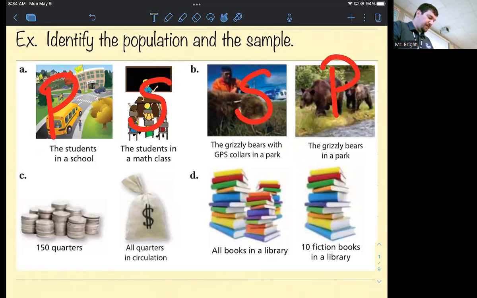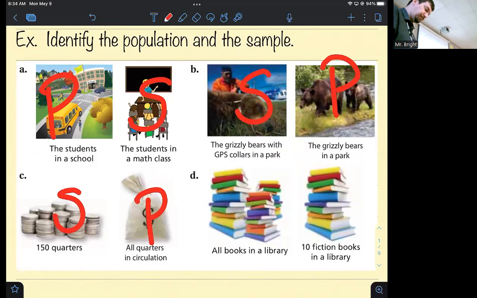Part C, we have 150 quarters or all quarters in circulation. Maddox, which of those is the population? That's right, making the sample the 150 that we've selected. And then finally, all books in a library or 10 fiction books in a library. Jude, which of those is the population? Awesome, which makes the sample the 10 fiction books. Again, the 10 fiction books are coming from the library, just a sample of all the books in the library. So it's part of the population, comes from the population.